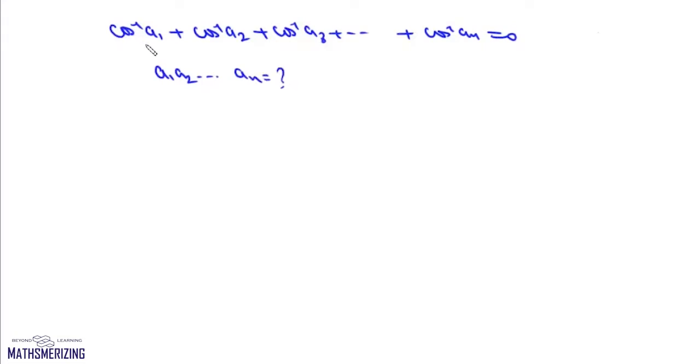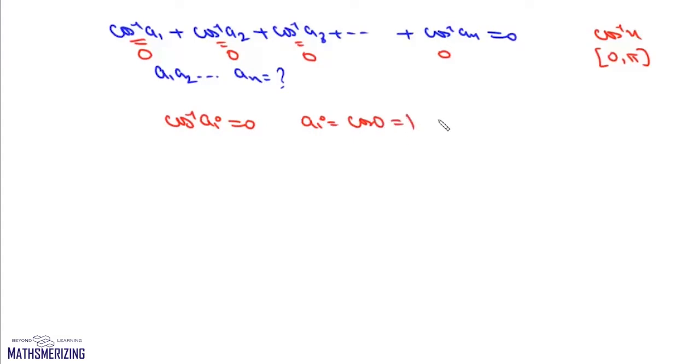Now again for this question, if we look at cos inverse x, the principal value range of cos inverse x is from 0 to pi. So the cos inverse function is either 0 or a positive number. Now the sum of all these cos inverses cannot take a negative value. So their sum can only be 0 if all of them are 0. So if we write cos inverse AI is 0, then AI will be cos 0, and cos 0 is nothing but 1. So each of these AI is 1. So A1 is 1, A2 is 1, A3 is 1, AN is 1. So the value of A1 into A2 into A3 into AN will be simply 1. And that is the answer to this question.